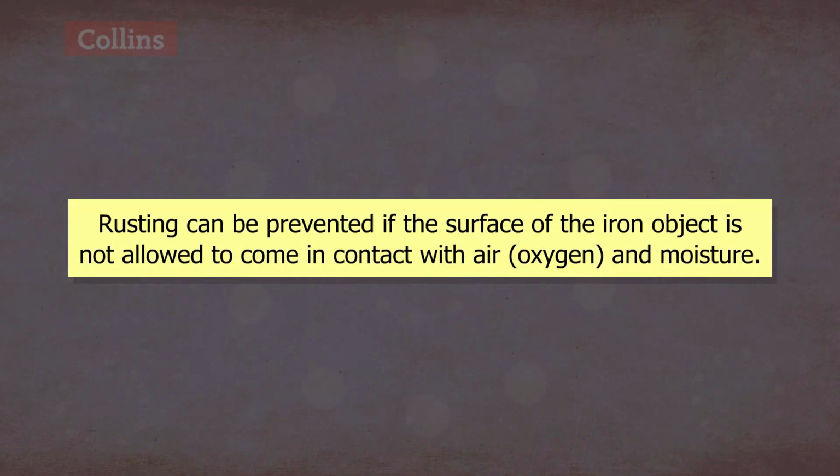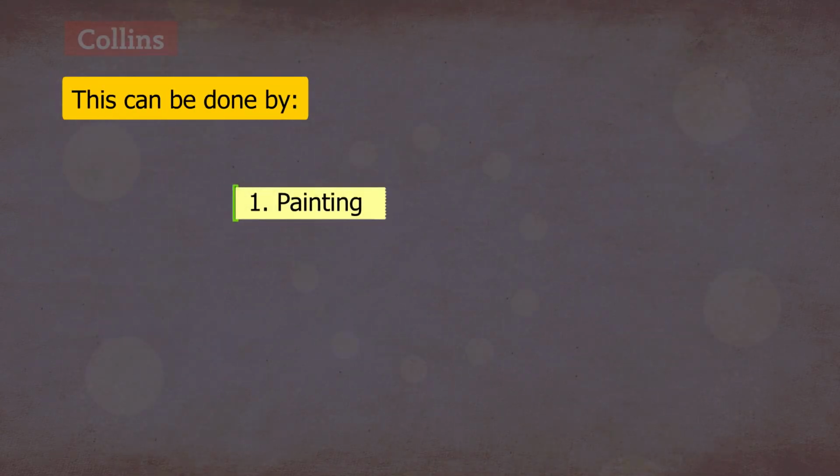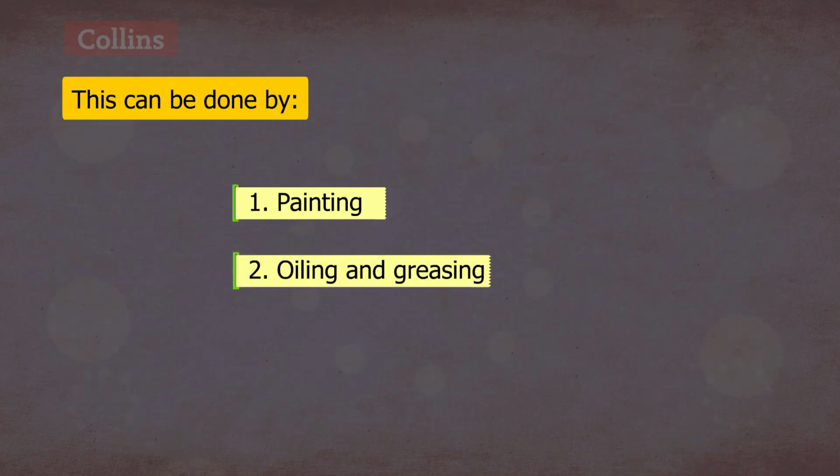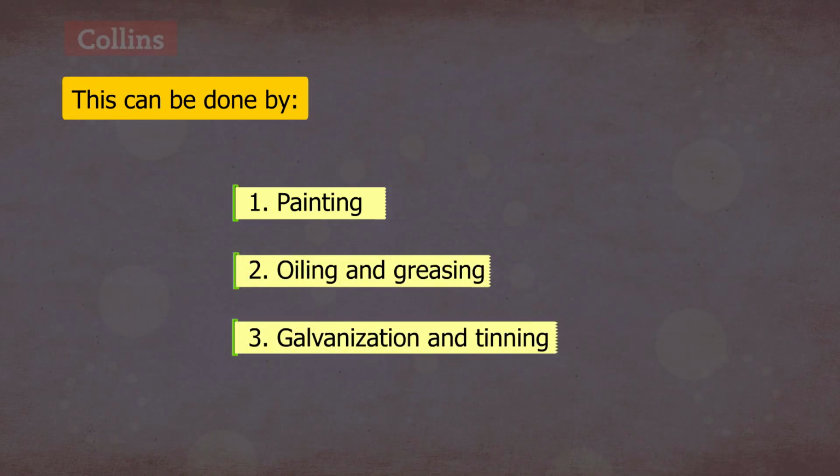Rusting can be prevented if the surface of the iron object is not allowed to come in contact with air, that is, oxygen and moisture. This can be done by painting, oiling, greasing, and galvanization and tinning.